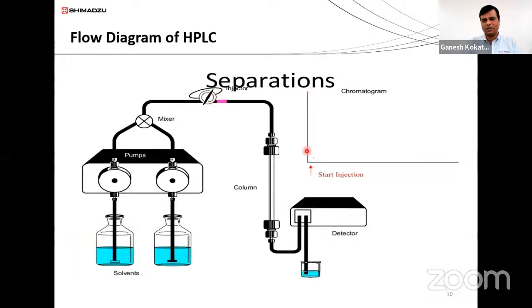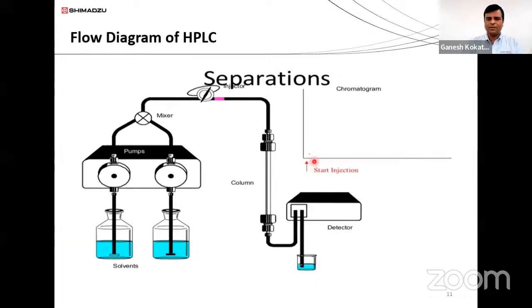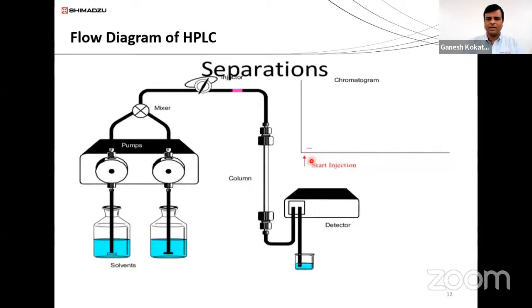This is the chromatogram, showing the intensity on the y-axis and the time on the x-axis. After injecting the sample, this is the first trial. The sample is coming from the injector towards the column. If you see on the top right-hand side, there is one line starting to build. This is your total dead volume.